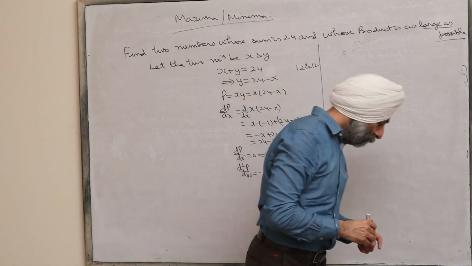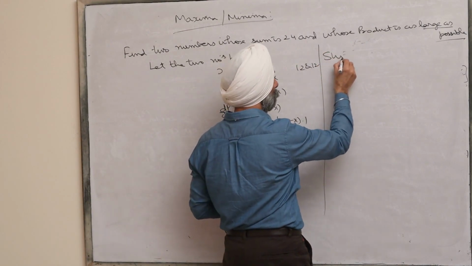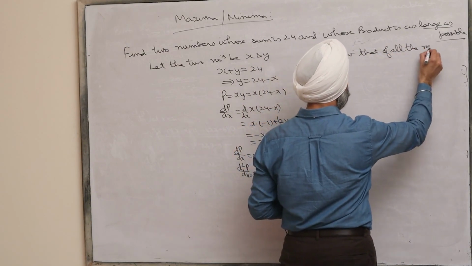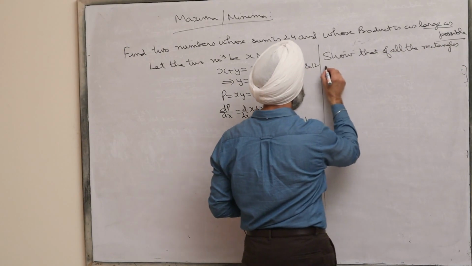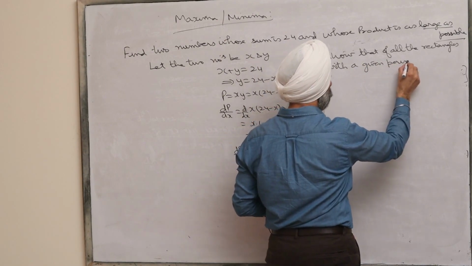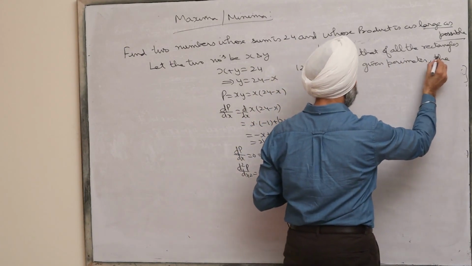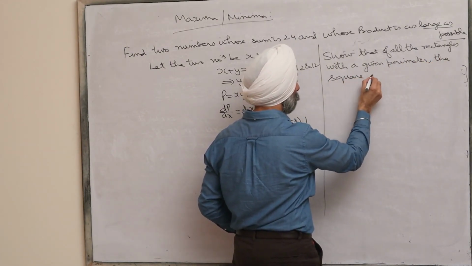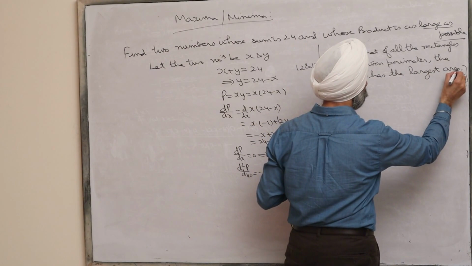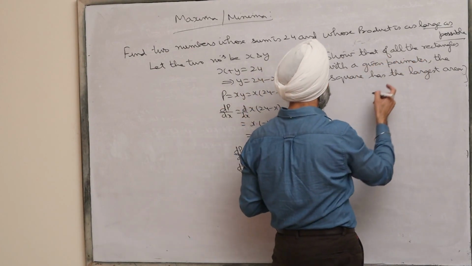Now the next question is, show that of all the rectangles with a given perimeter, the square has the largest area. The square has the largest area of all the rectangles with a given perimeter.